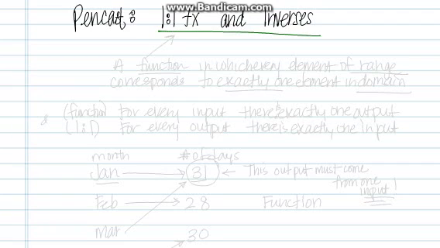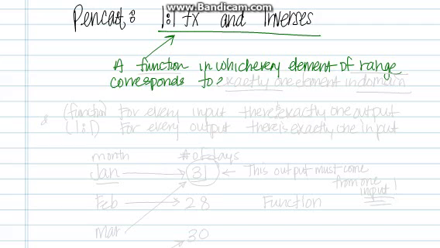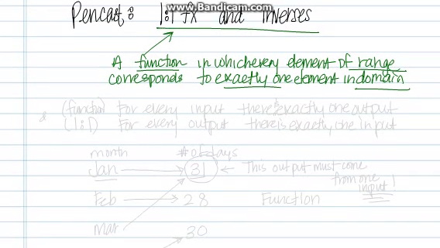One-to-one functions and inverses. Now, a one-to-one function is a function in which every element of the range corresponds to exactly one element in the domain. So again, make sure that we have a function. So we already have that for every element in the domain, there's exactly one element in the range. And now we're really saying the other way, that for every element of the range, there has to be exactly one element in the domain.